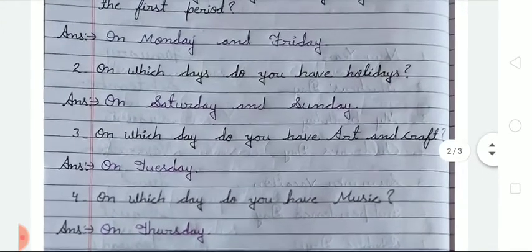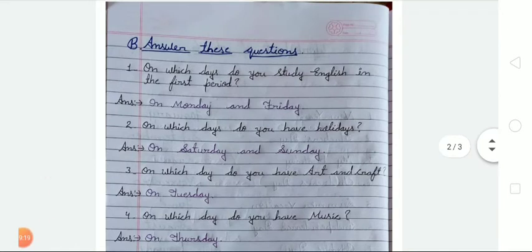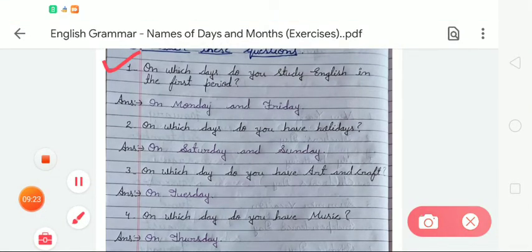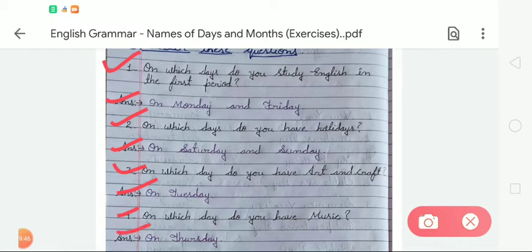So student, one more time we are going to recheck. So the first question is: on which days do you study English in the first period? So the answer will be on Monday and Friday. The second question is: on which days do you have holidays? So the answer will be on Saturday and Sunday. Now the third is: on which day do you have art and craft? So the answer will be on Tuesday. Okay, on Tuesday. Now the fourth is: on which day do you have music? So the answer will be on Thursday.